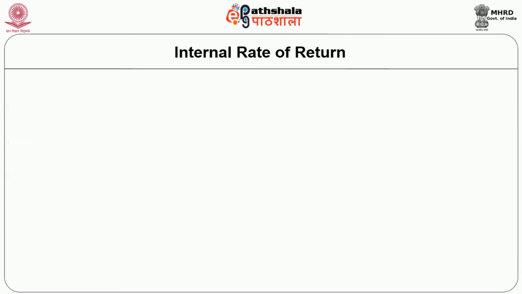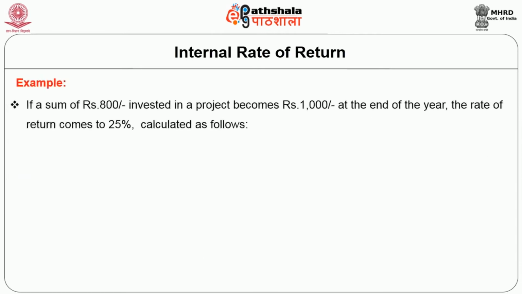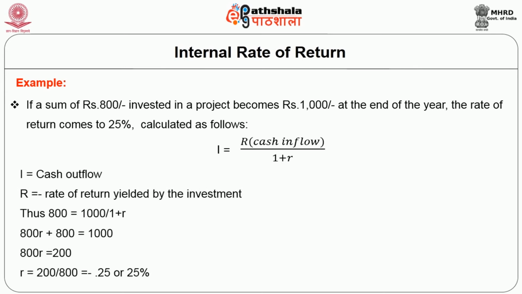Example: a sum of rupees 800 invested in a project becomes rupees 1000 at the end of the year. The rate of return comes to 25%, calculated as follows: I is equal to R, cash inflows divided by 1 plus R, where I is the cash outflow and R is the rate of return yielded by the investment. Thus, 800 is equal to 1000 divided by 1 plus R. So the rate of interest R is equal to 0.25, or 25%.